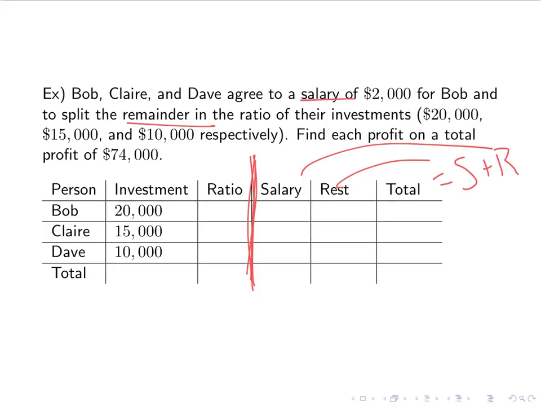The investment is not part of their total. They paid that a long time ago. They're not getting it back. And the ratio is just going to be a ratio, so you're not going to be adding that to it. Okay, so the total is the salary plus the rest or the remainder.